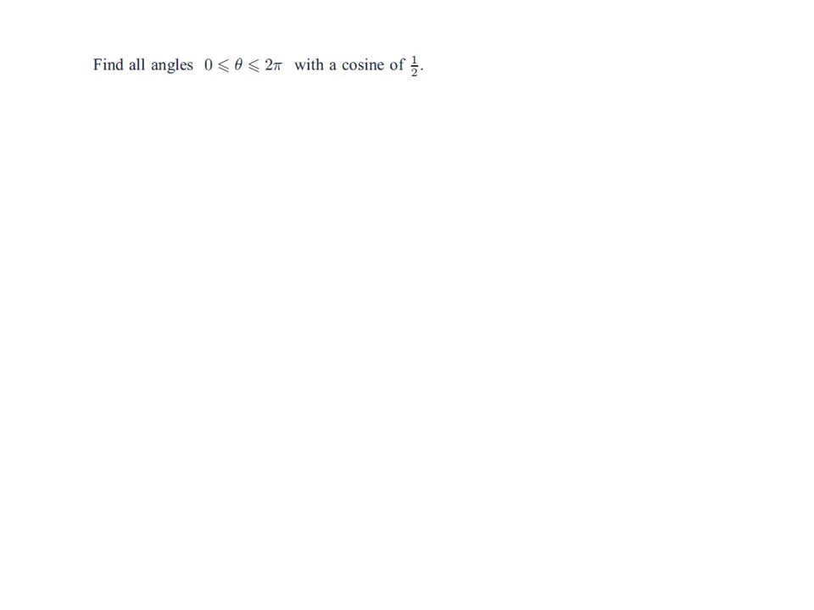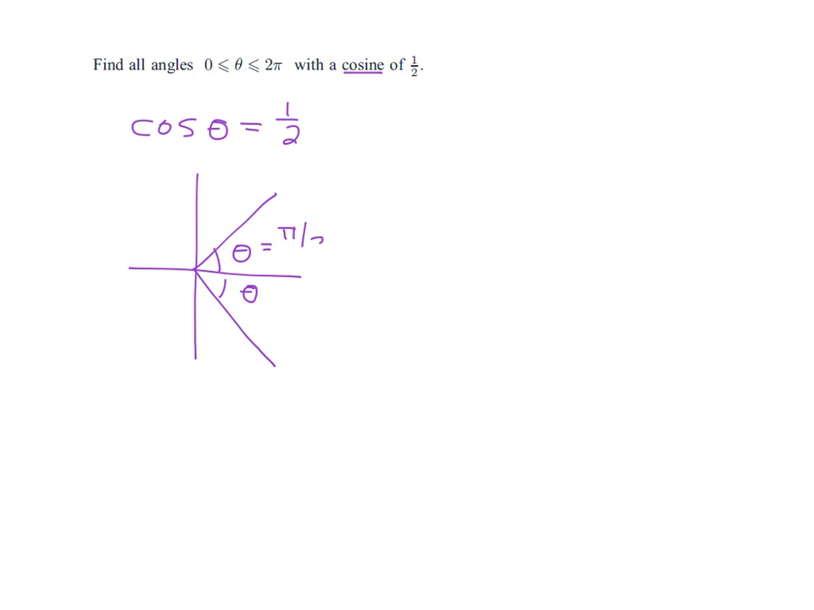Find all angles between 0 and 2 pi with a cosine of 1 over 2. Cosine of an angle is equal to 1 over 2. So then we need to look at where cosine is positive. All students take calculus. So this is an angle theta, and that is an angle theta. We know that cosine is a half at pi over 3. So that must be pi over 3.